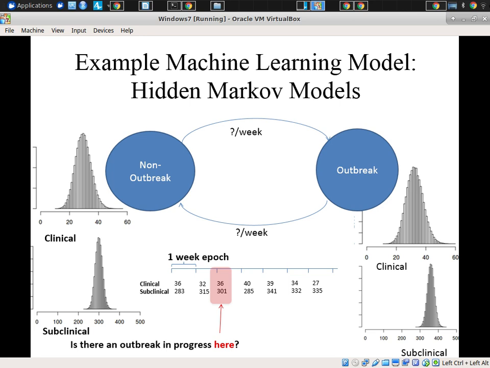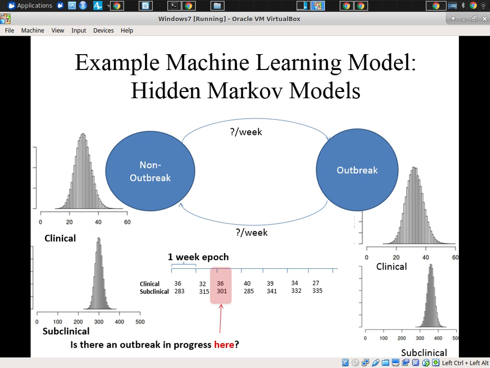Charles has clued me into the error of my ways. This should say not clinically presenting and clinically presenting, not subclinical, okay? And this is not clinically presenting, clinically presenting. The idea is, suppose in a non-outbreak state, we have some distribution associated with the number of clinical cases that would be seen. And that tends to be lower than it is over here in an outbreak state, where we might have more cases for a foodborne illness. Let's take a foodborne illness here.